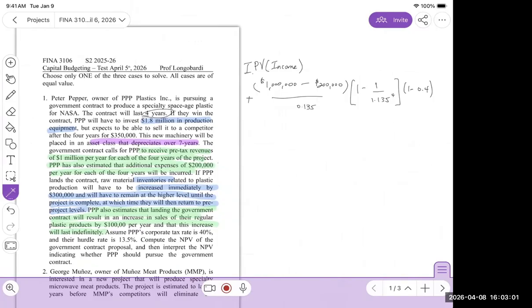What else do we have in the green? We also have in the green this amount, which is a side effect that is indefinite. So increase in sales of their regular plastic products of 100,000. This is supposed to be 100,000 here. Put an extra zero. And that this increase will last indefinitely. So I did mention that in class. Somebody asked. So let's do that. 100,000 indefinitely. What is that? 100,000 indefinitely is a perpetuity.